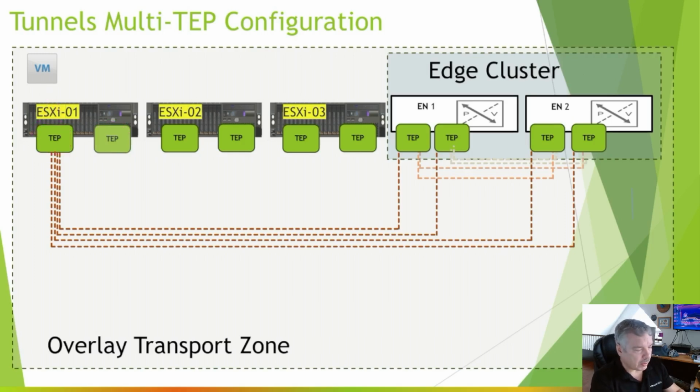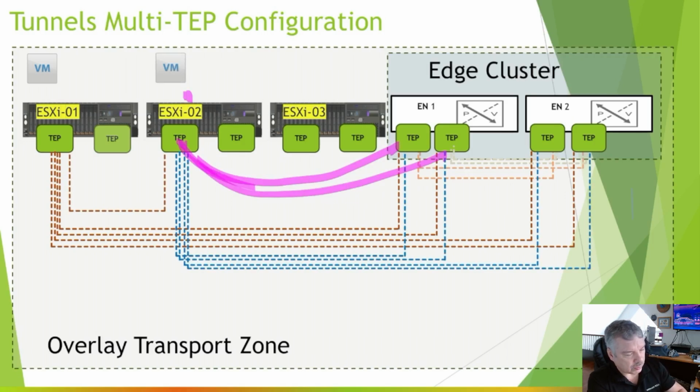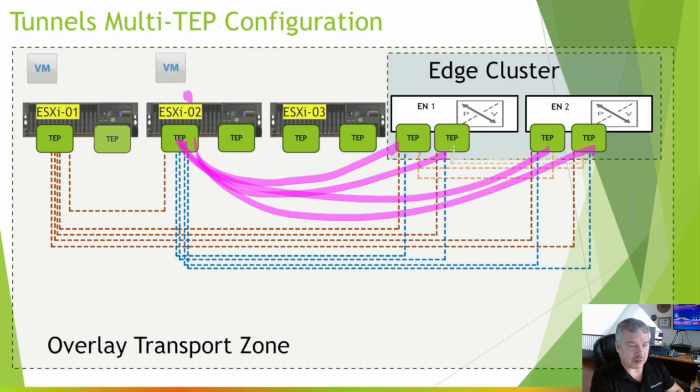So let's power on another VM on, let's say, host 2 over here. What should we see? When I power on that VM, this TEP needs to talk to all the TEPs on the edge nodes, 1, 2, 3, 4. So I expect to see 4. This TEP also needs to talk to this original TEP over here. So now we should see 5 tunnels here, 5 tunnels here, and 2 more. There should be 8 on each edge node. Now, I could do that right now.